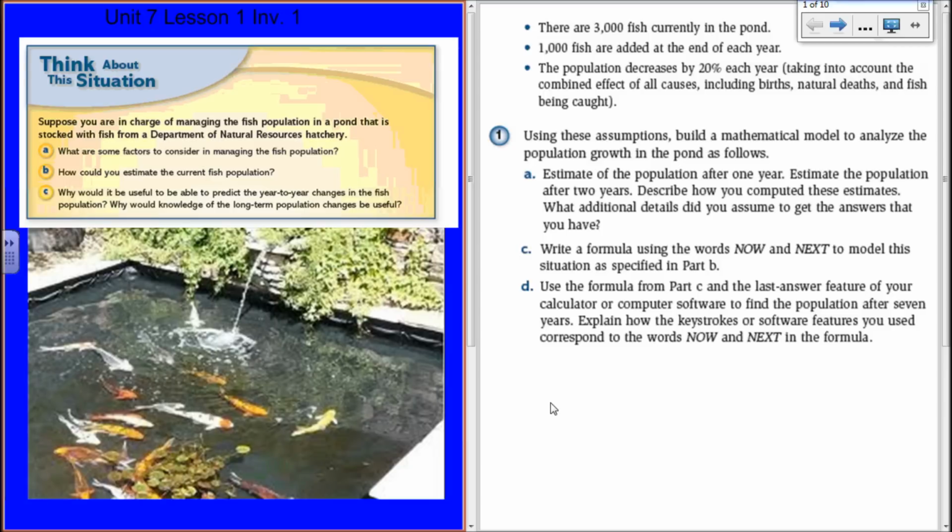So I really want you to try to think about the situation to talk about what are some factors that we have to worry about with these fish, how could you estimate the current fish population, and what would you want to know to find out the long-term population.